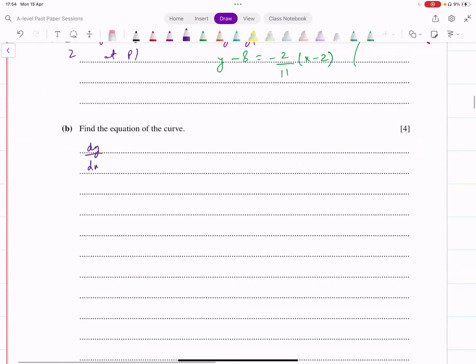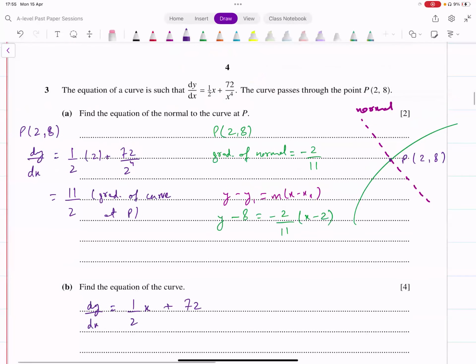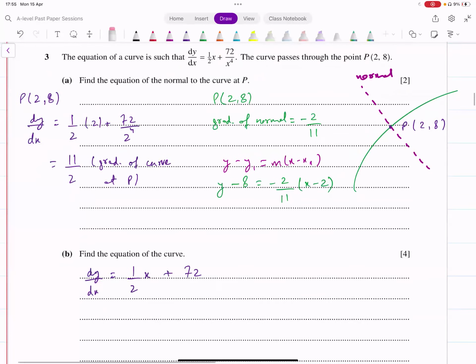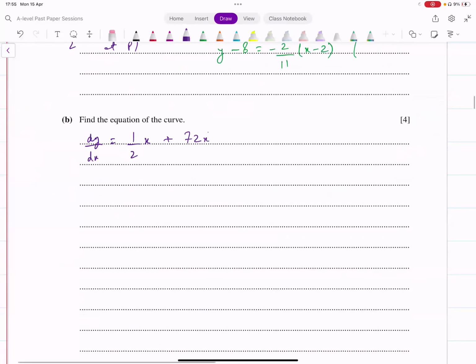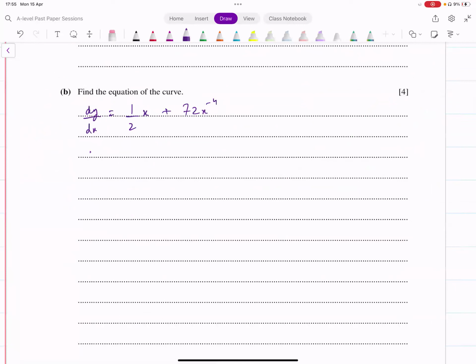dy over dx equals 1 over 2 times x plus 72 over x raised to the power 4. In order to use the power rule, what we can do is bring this x to the numerator. What does that become? That becomes x raised to the power minus 4. Now you have to integrate this to find the equation of the curve.